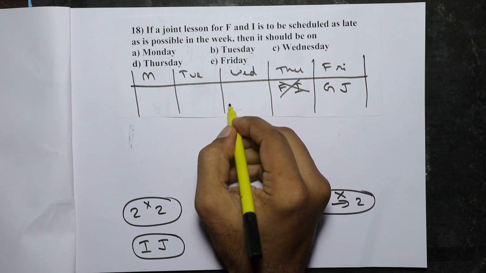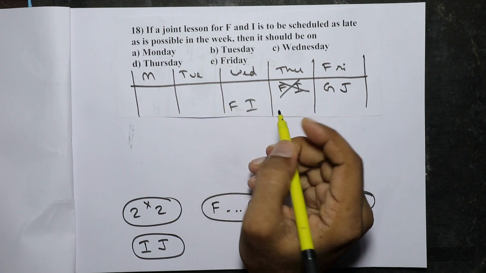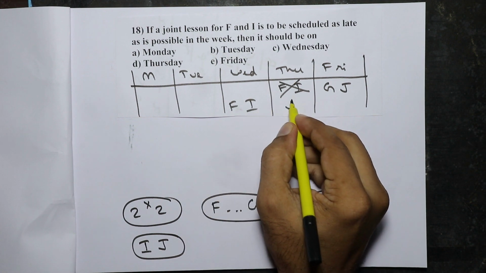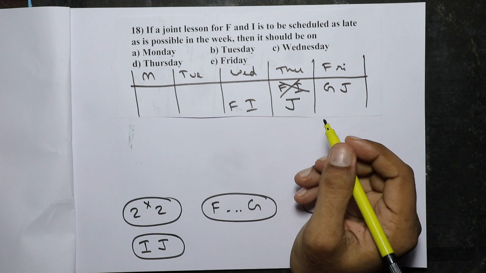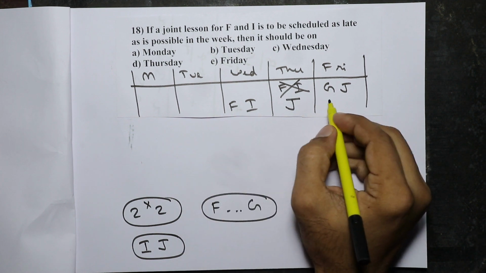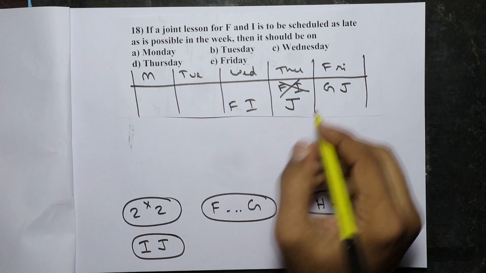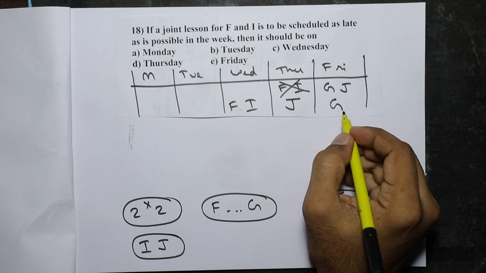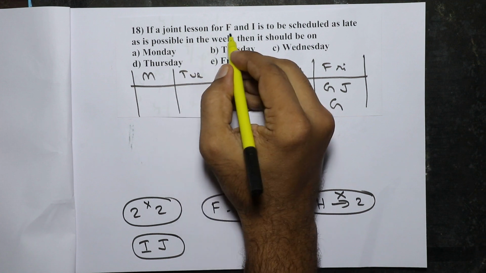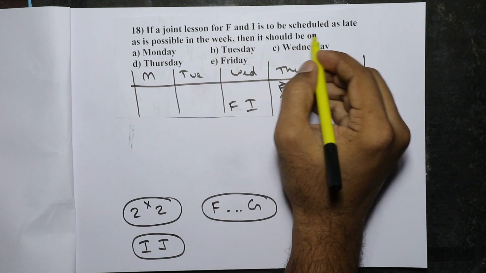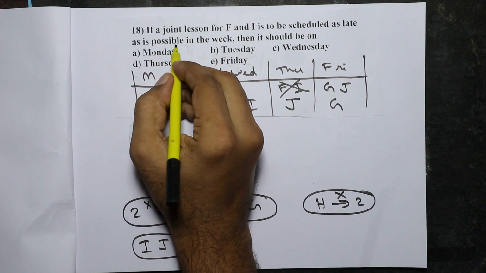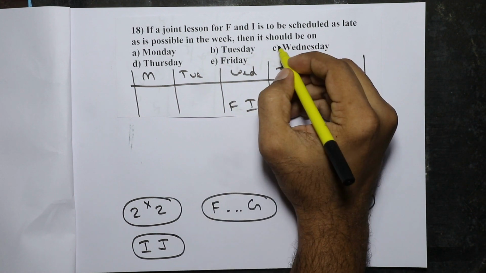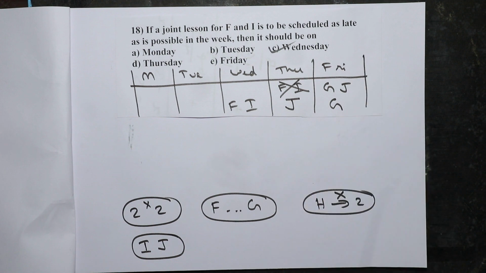So next let us try F and I here. Now I is here, and after I there should be J. So J can be kept here, and after F there has to be G. So G can be kept here. So definitely this is possible. So if the joint lesson for F and I is scheduled as late as is possible, then it can be kept on Wednesday. So option C, Wednesday, is the right answer.